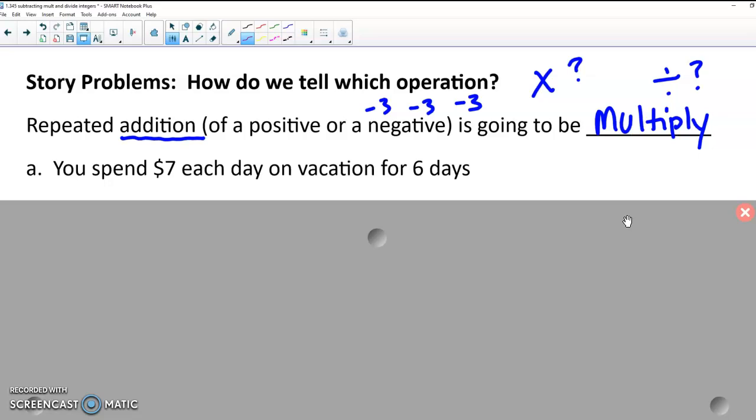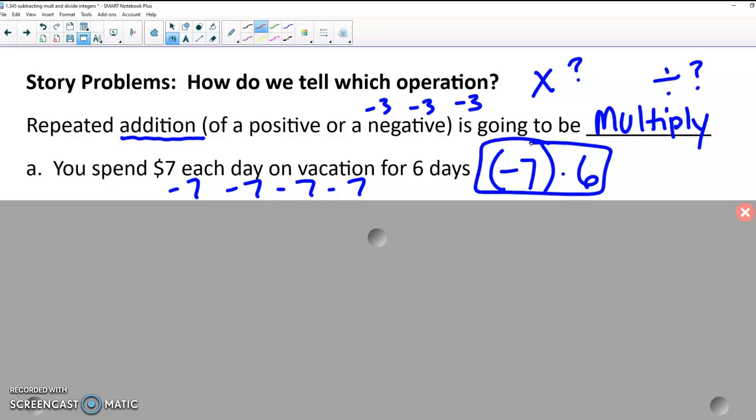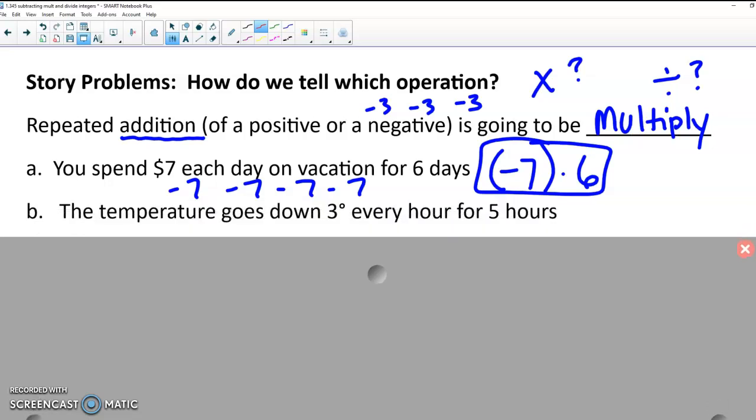All right? You spend $7 each day on vacation for 6 days. So, $7, $7, $7, $7. You spend that much each day. Repeated. Okay? So, you are spending $7 times 6 days. This is what I want you to write on your paper. There's your repeated addition, so we show it with multiplication.